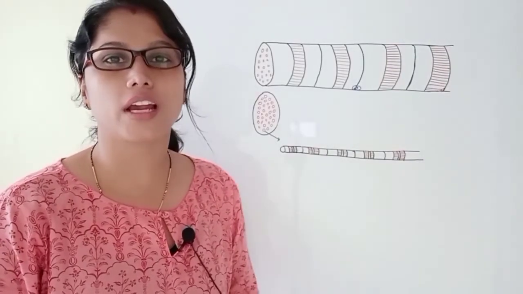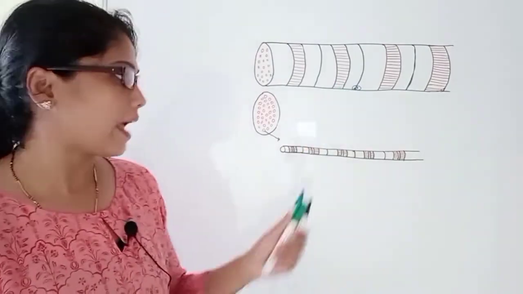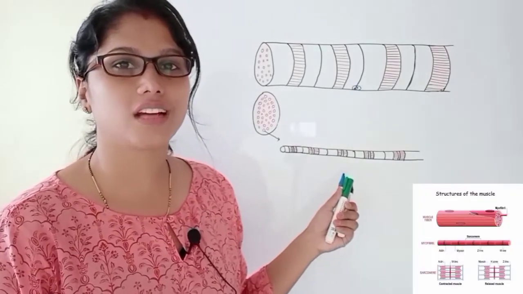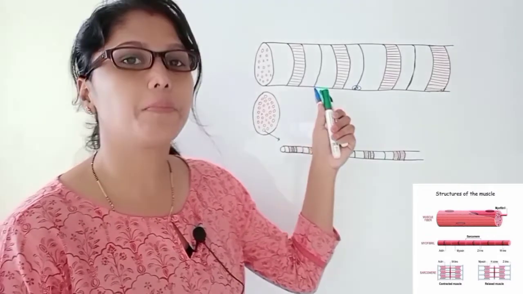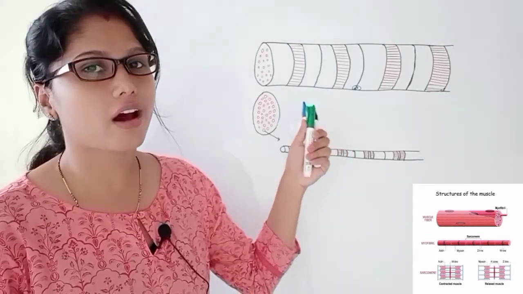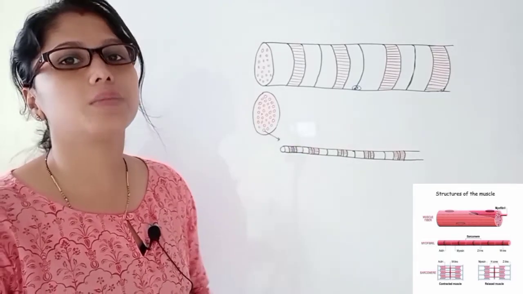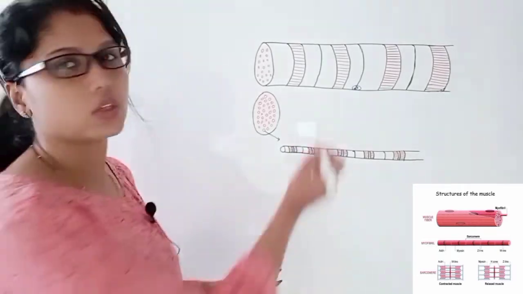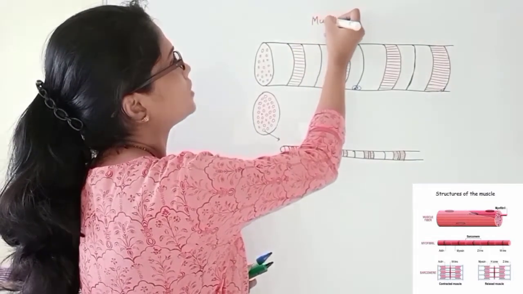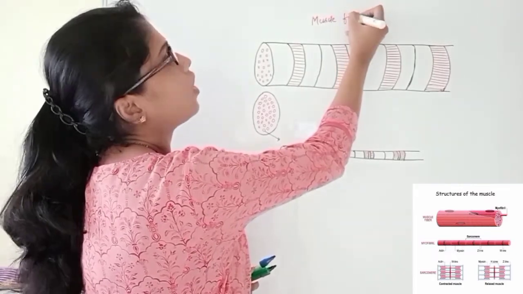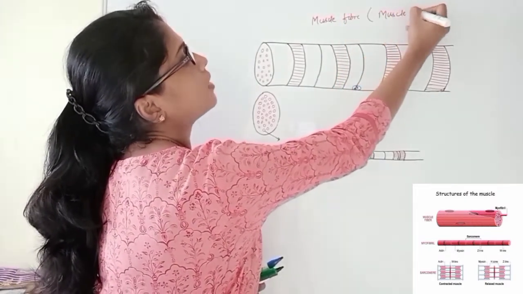Here what I have drawn is the structure of a single muscle fiber, and this thin thread-like structure is the myofibril, which is present inside the muscle fiber. There are many myofibrils present in a single muscle fiber. So I'll name it here. This is a single muscle fiber, also called a muscle cell.